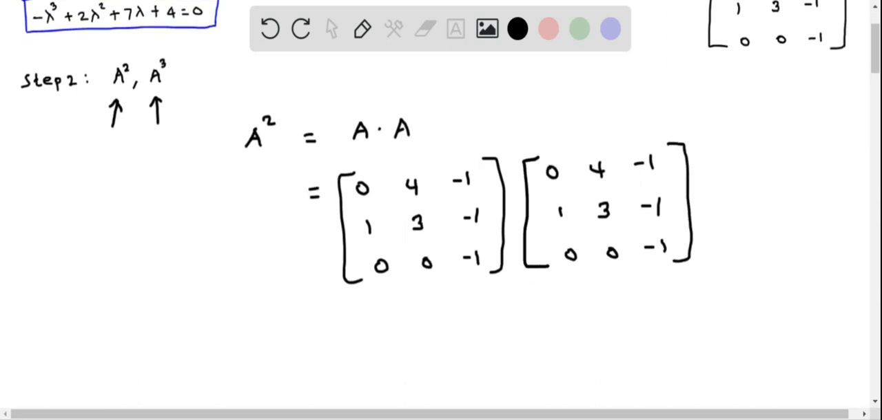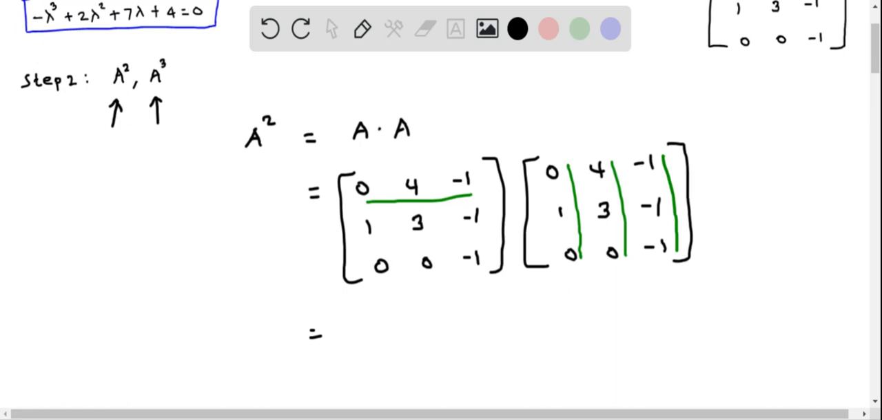So here we use the matrix multiplication concept. That is, we first consider the first row in the first matrix and multiply it with each of the columns in the second matrix. So first we multiply with this column, and then this column, and then we multiply with the third column. So let's do that. I'm going to do it separately over here.